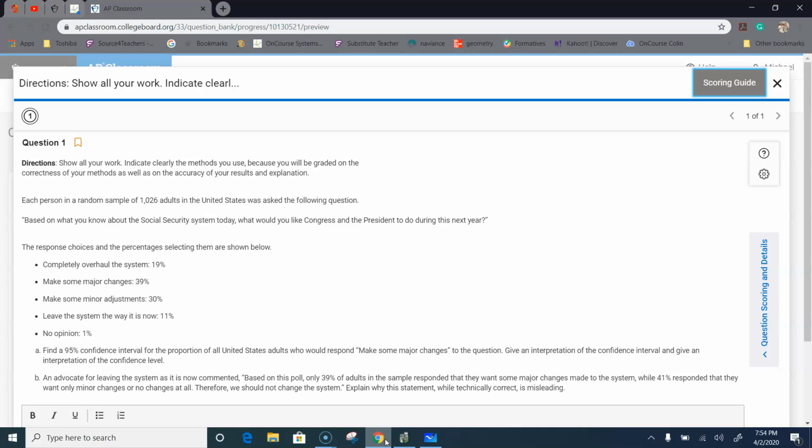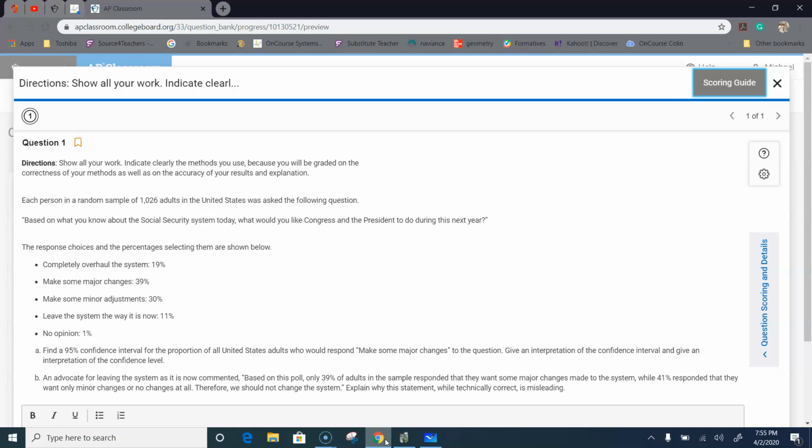Then part B says, an advocate for leaving the system as it is now commented, based on the poll, only 39% of adults in the sample responded that they want some major changes made to the system, while 41% said that they want only minor changes or no changes at all. Therefore, we should not change the system. Of course, an advocate of leaving the system alone would say that, right, and interpret it that way. I think I told you all about the pretty famous book, How to Lie with Statistics. People do this all the time, right? So, what he's saying is technically correct, yeah, but here's another way to interpret it, right?